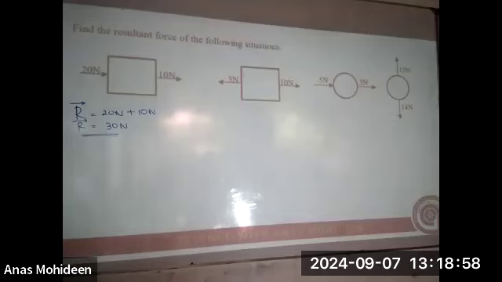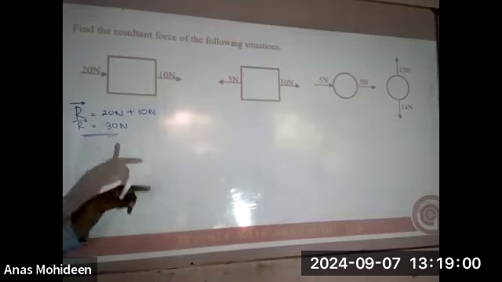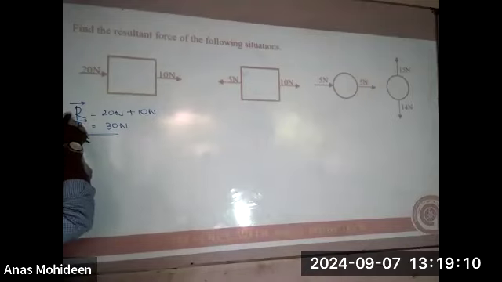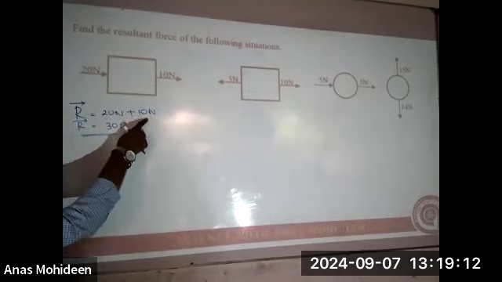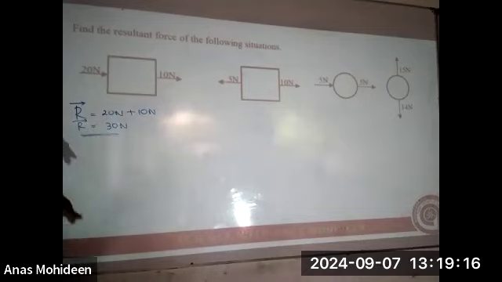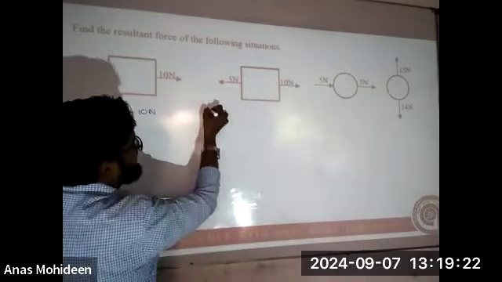It's not a must to be written with these arrowheads, but better if we write, so our answers won't go wrong. Even if you are writing R is equal to 20 plus 10, you got 30 Newton, so you can mention 30 Newton to the right. That is what we are marking here: resultant to the right.